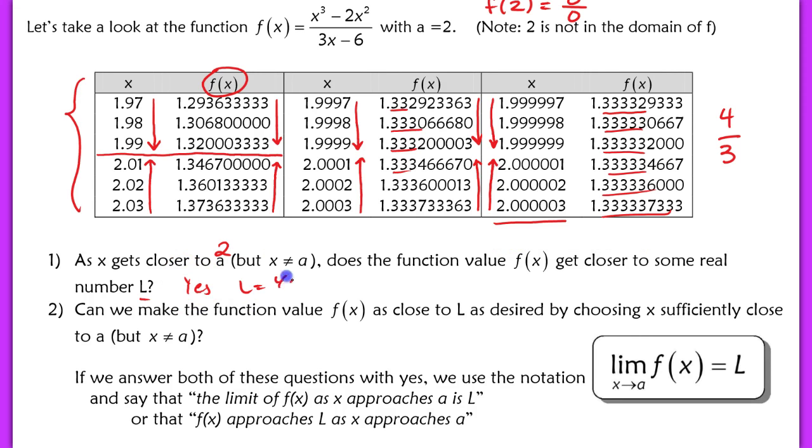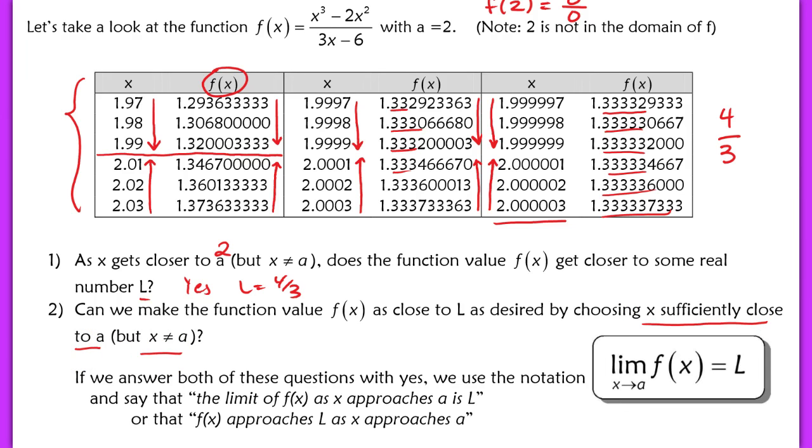L was equal to 4/3. Now, question 2 asks, can we make the function value f of x, so can we make our y output as close to L, so as close to 4/3 as we want, by choosing an x value that is sufficiently close to a, but x not equaling a?